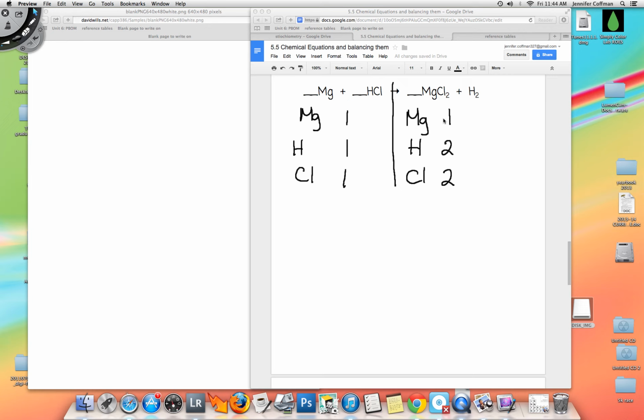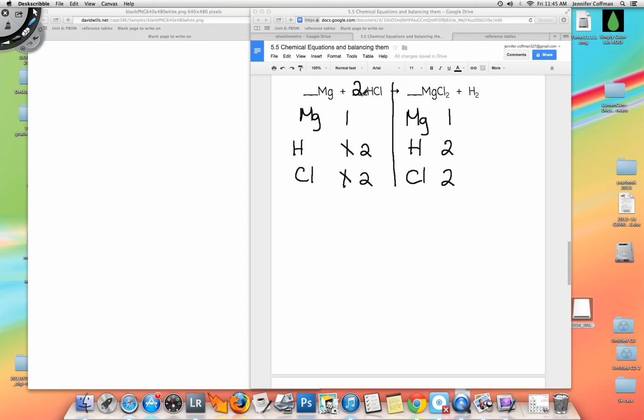Alright, magnesiums look balanced. Let's look at hydrogens. Not balanced. So we're going to work on the side with the lower numbers. So this hydrogen has a 1. What can I put in front of this hydrogen that's going to change the hydrogen to a 2? I'm going to put a 2 in front of that hydrogen. And when I do that, stop everything and recount. There's still 1 magnesium here. There's 2 hydrogens. There's 2 chlorines.